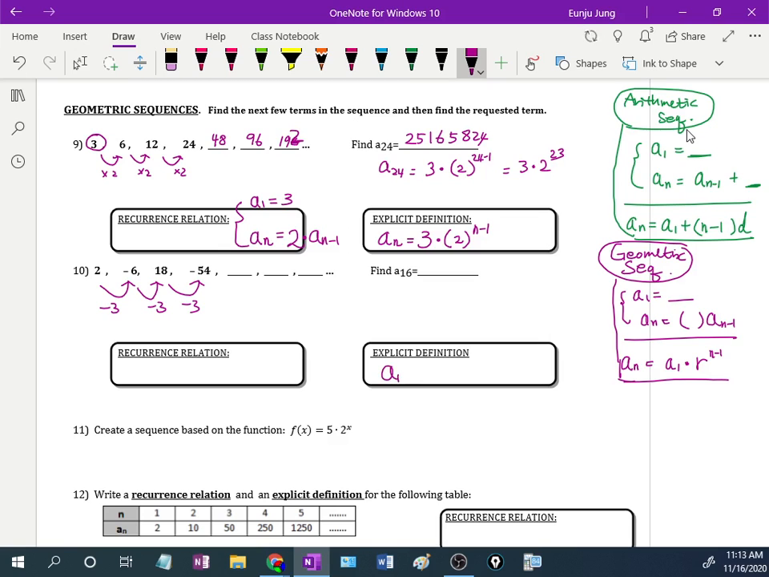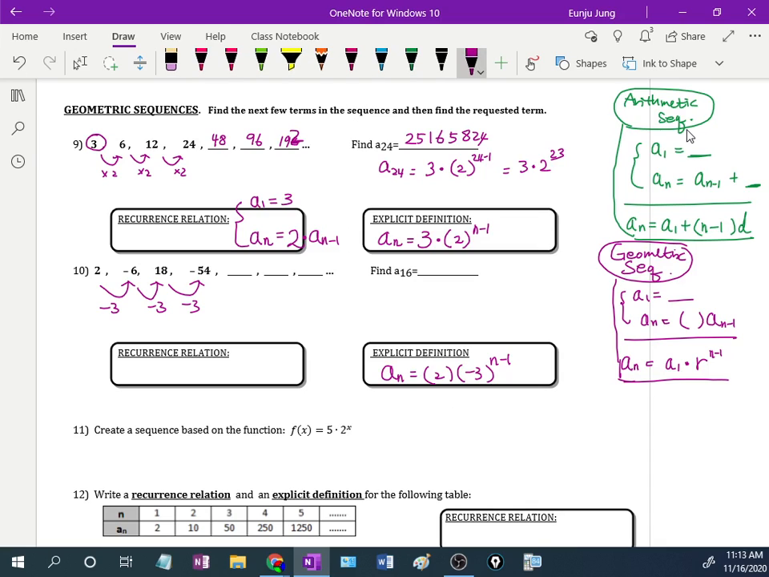So a_n can be written as a_1. Start with the first number 2, and then what is the pattern? Common ratio is -3 in the parentheses, okay? And then we'll put n-1 at the top, and that is the formula. And this function can be a function notation if we use f(x) = 2 times (-3) to the x minus 1 power, and that is the exponential way of writing as a function, okay?